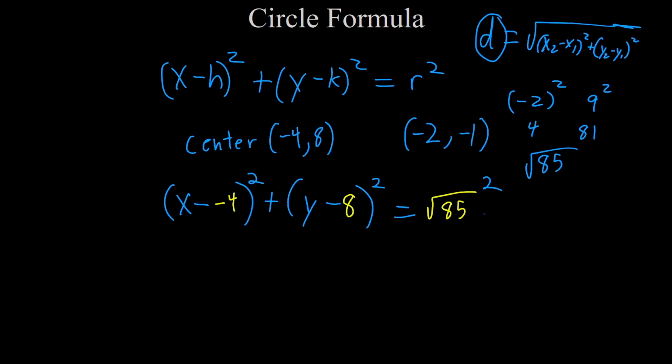So the neat thing is, since we have a square root that is being squared, the root will go away because it will cancel out with the exponent. So we are left with a final formula that looks like this. Oh, and we can change this into plus 4 over here, because we're subtracting a negative. So we have (x + 4)² + (y − 8)² = 85.